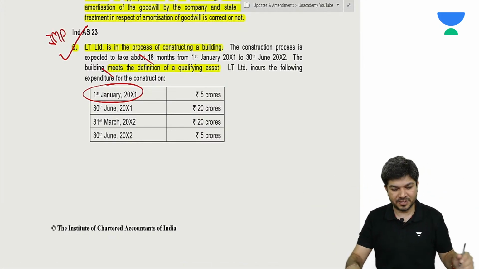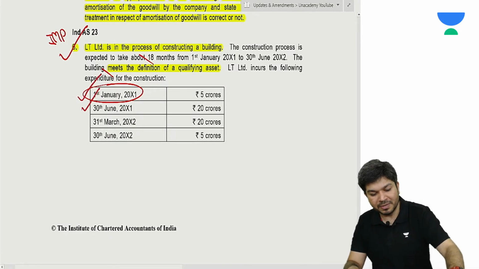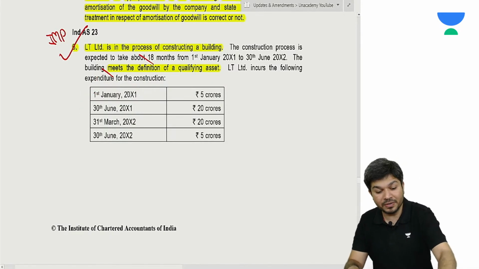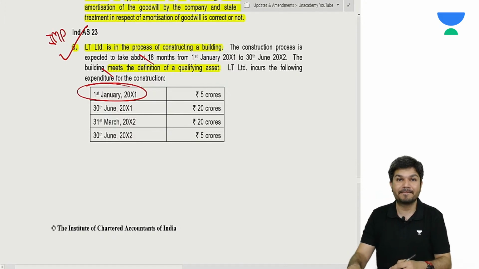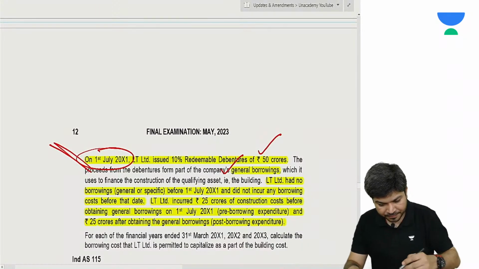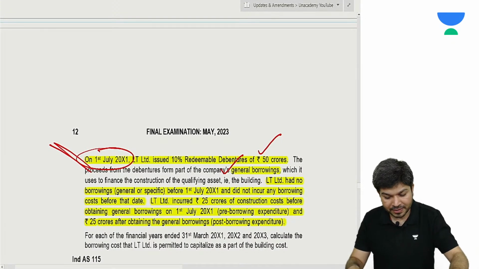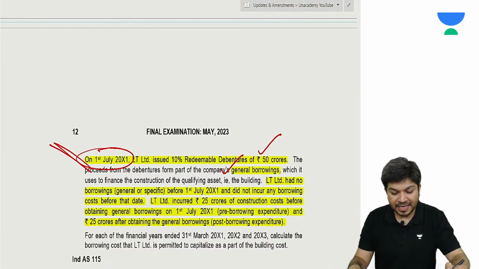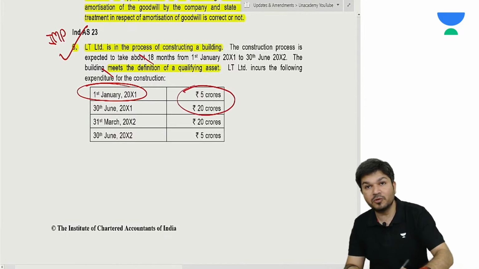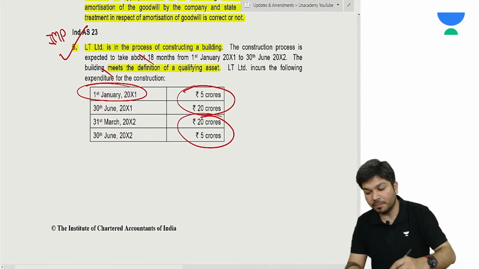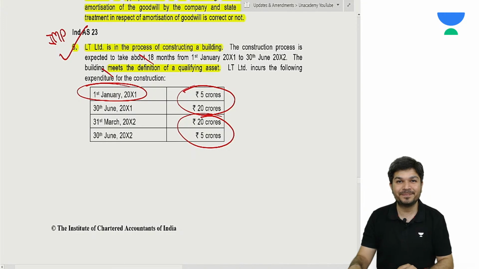Acha, so can I say this January and June money, that time I did not have a borrowing, it came later, July se. Okay, so actually LT had no borrowing before 1st July, did not incur any borrowing cost before that. LT incurred 25 crores of construction cost before obtaining the borrowing and 25 crores you spend after obtaining borrowing. So see, this 2 was before you obtain borrowing. This 2 is after you obtain borrowing. Are you clear?